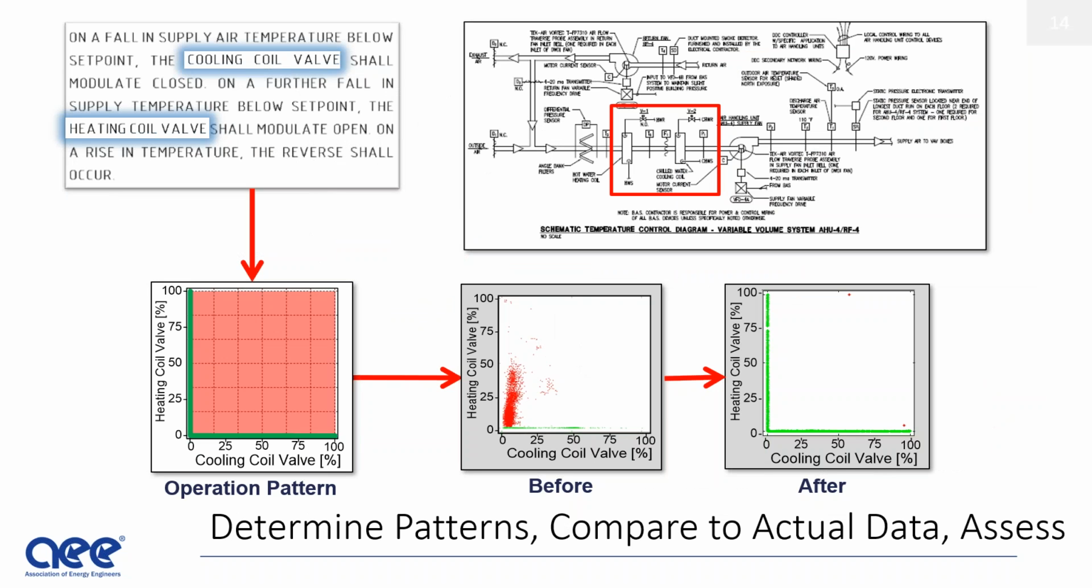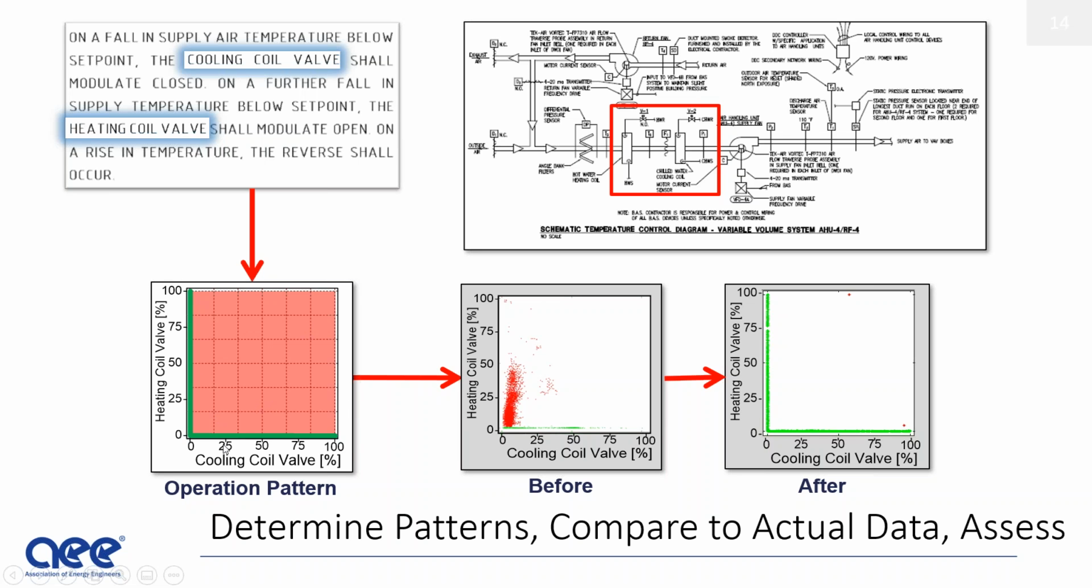Here's an example of something that we put together for evaluating a cooling coil valve versus a heating coil valve. We call this an operation pattern: create a pattern of what the system should look like, or what the graph should look like once you've plotted the actual data onto it. In this case, green is good and red is bad.